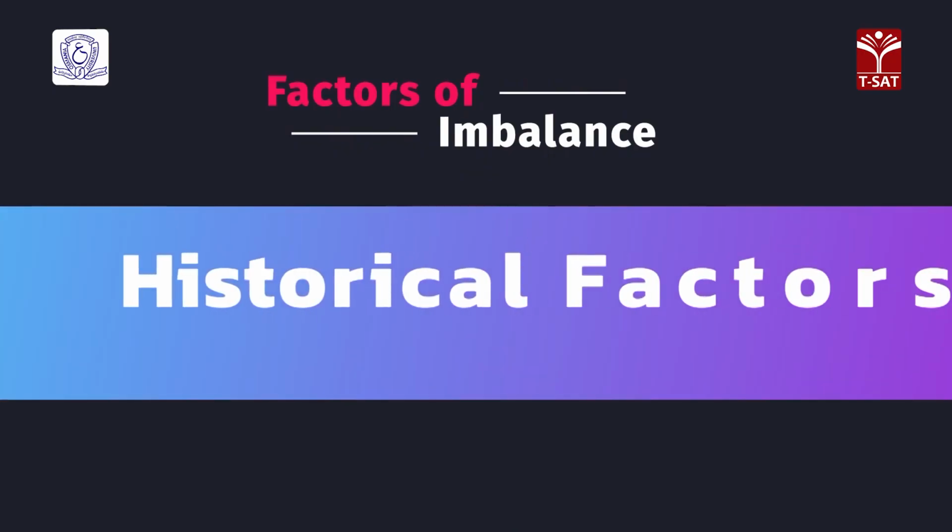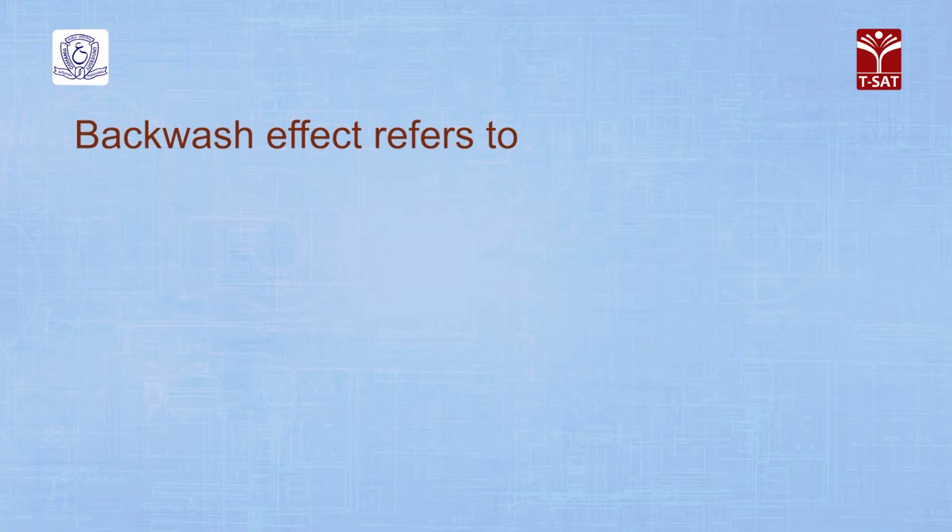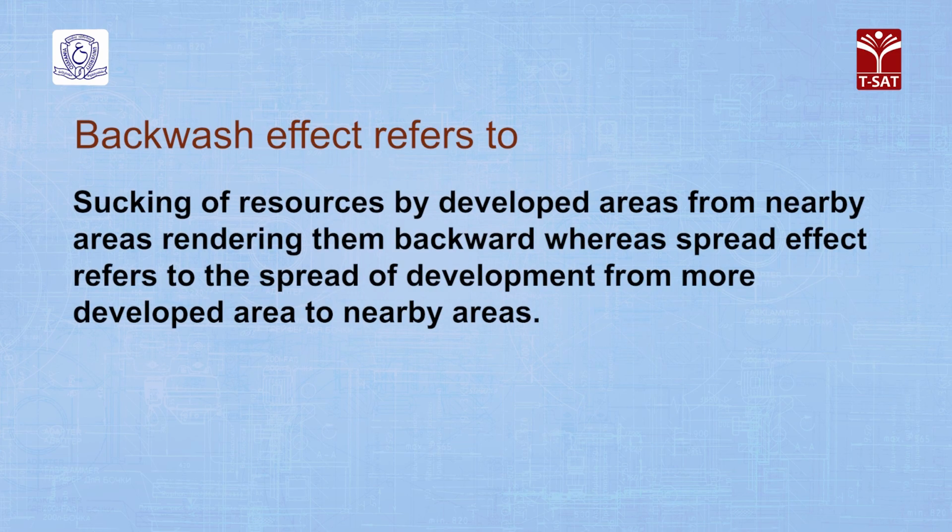Now, let us examine the factors of imbalance. The historical factors. History of development played a great role in the development of certain regions, for example, Bombay and Delhi. The backwash effect thereafter showed its impact. Backwash effect refers to sucking of resources by developed areas from nearby areas, rendering them backward, whereas spread effect refers to the spread of development from more developed areas to nearby areas.